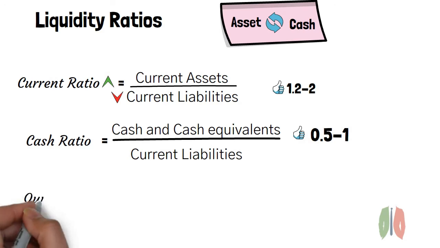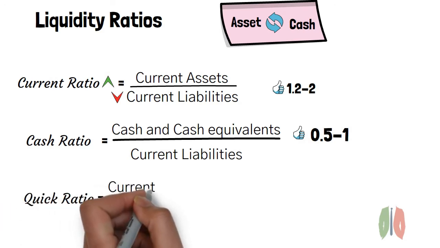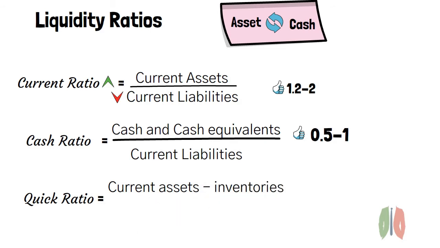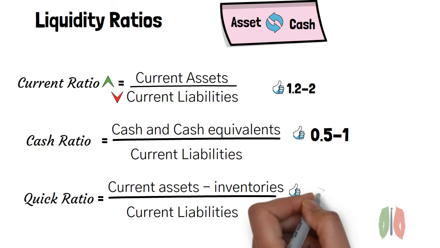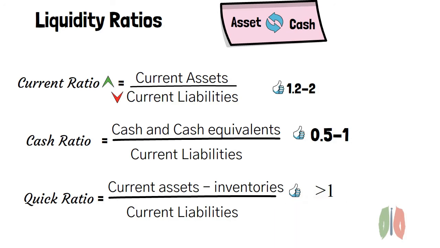Then next, the quick ratio, that is current assets minus inventories divided by current liabilities. This is a short-term liquidity ratio. It measures the ability of a business to pay its short-term liabilities by having assets that are readily convertible into cash. A good quick ratio is greater than 1. By the formula we can see that current liabilities should be less so that the quick ratio will be more, that is greater than 1.